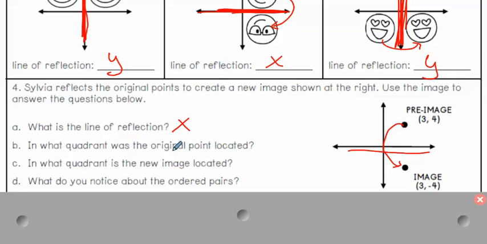What quadrant was the original located in? This is the original. What quadrant is that? Do you remember? Remember, this is 1, 2, 3, 4. Okay. So the original one, the pre-image, was in quadrant 1. What quadrant is the new one in? Quadrant 4. And what do I notice about the ordered pairs? If you look at this number and this number, this is the original, 3, 4. This is the new one, 3, negative 4. What are you noticing?